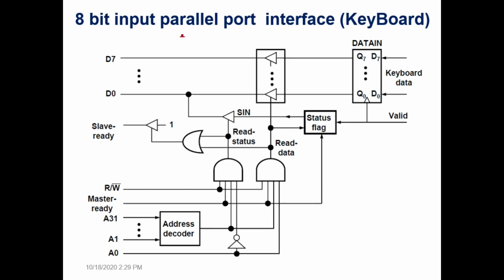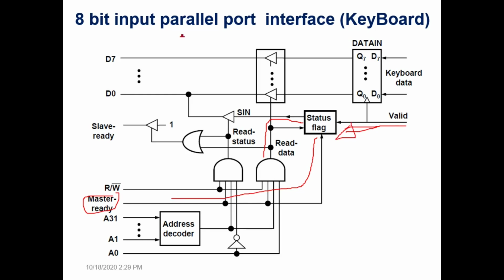So now we know how this circuit, which is the 8-bit input parallel port interface circuit, works to connect keyboard to the processor, and we know how processor reads the status or data from the interface circuit. So here one part where you can see is the status flag here. Okay, the status flag actually takes 3 different inputs you can see here. One is the output of the AND gate given to the status flag. Then the master ready signal is also given to the status flag, as well as the valid signal from the keyboard.